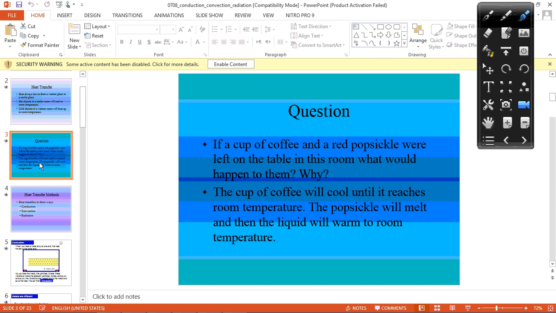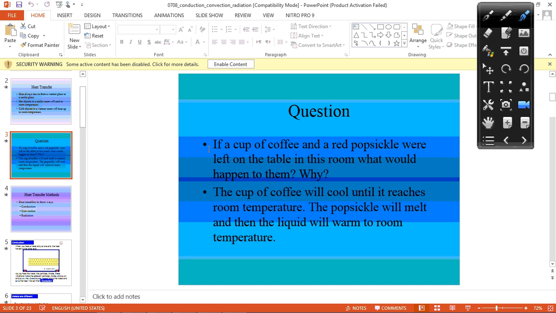So the next one we want to talk about is this. If I have a cup of coffee and a red popsicle laid on the table in this room, what will happen to them? You find out that the cup of coffee will cool until it reaches room temperature, and the popsicle will melt, and then the liquid will warm to room temperature. Now you have a cup of coffee, which, of course, the normal environment in which you put a cup of coffee is a cool environment.